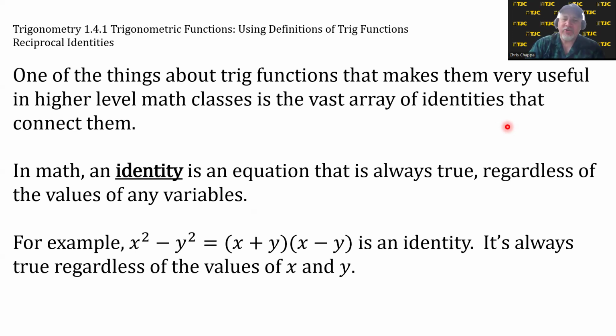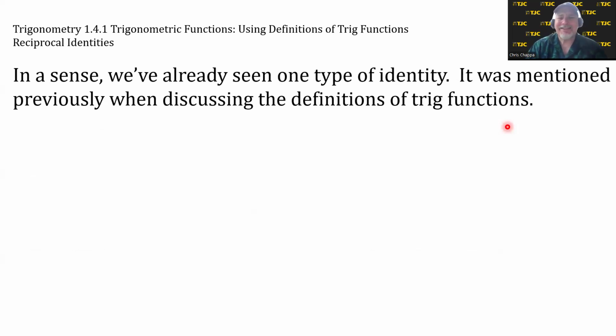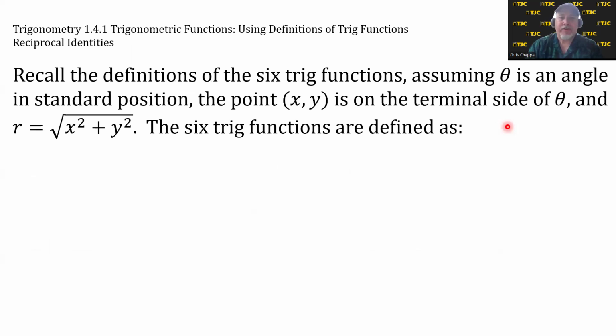In algebra, this is used to both factor a difference of squares and also to multiply a sum times a difference. In a sense, we've already discussed one type of identity. It was mentioned previously when discussing the definitions of trig functions. Recall the definitions of the 6 trig functions.